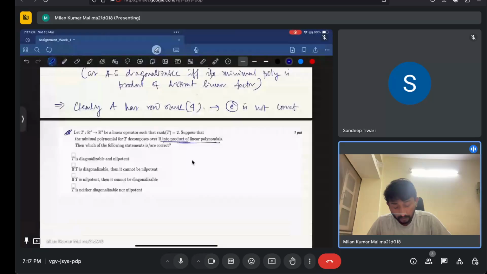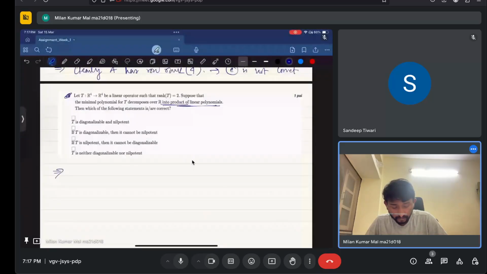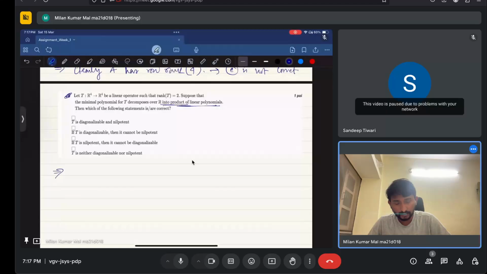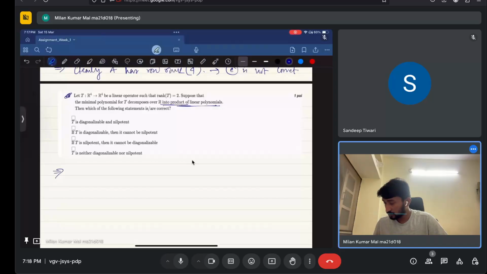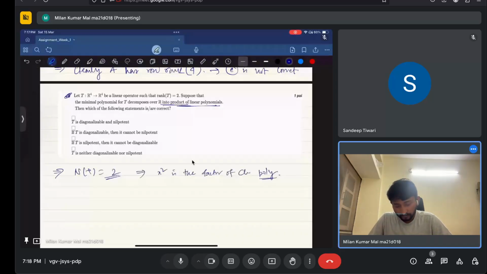Okay. Let T be the linear operator such that rank of T is equal to 2. So that means the nullity of T is 2, because rank plus nullity is 4. That implies x square is a factor of the characteristic polynomial. Or at least x is a factor, that is for sure. X square is also a factor.